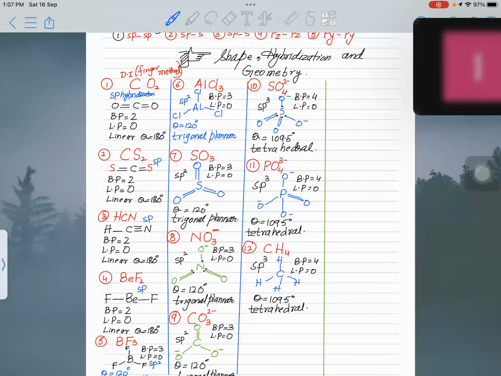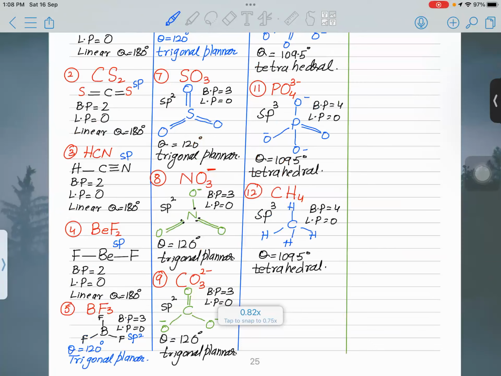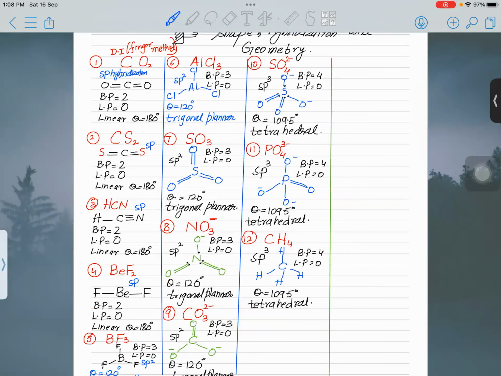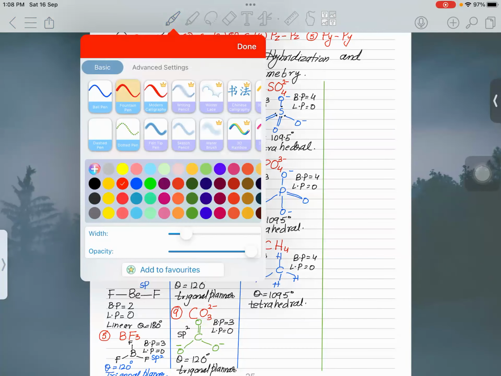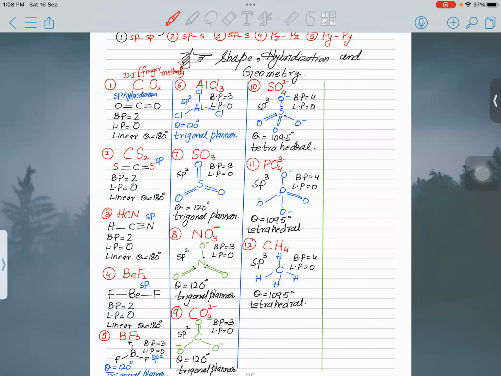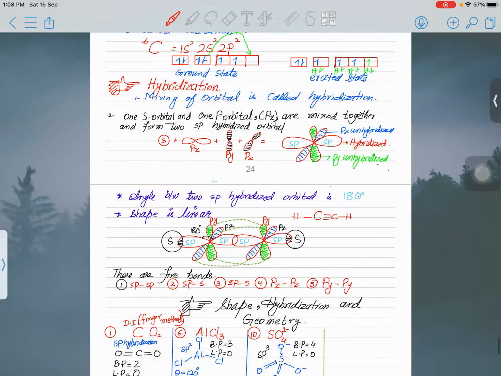Last time we started the geometry of different compounds, right? Shape, hybridization, and geometry of different compounds. Could you explain the definition of hybridization one more time? Okay. Hybridization means mixing of orbitals, right?